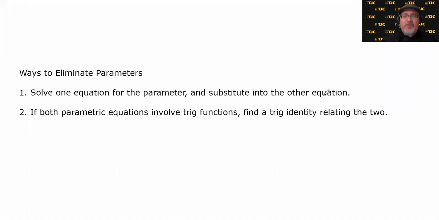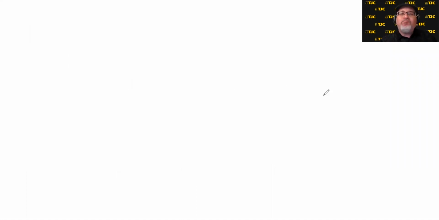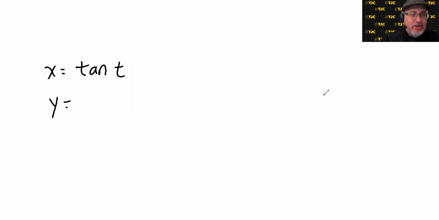But let's say we had something more along the lines of this. Let's say we have x equals tangent of t and y equals cotangent of t. And we wanted to eliminate the parameter. Well, you would have to find an identity that connects the two. What identity relates tangent and cotangent? Well, there's one primarily I have in mind that comes in a variety of forms. It's a reciprocal identity, such as cotangent of t is equal to 1 over tangent of t.